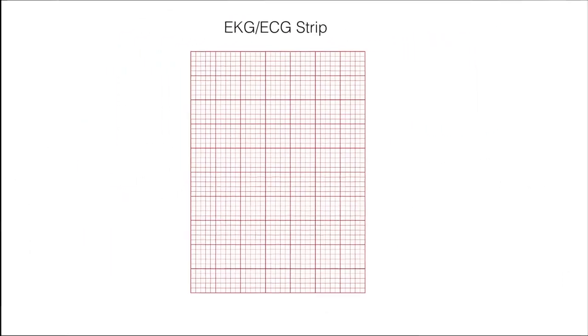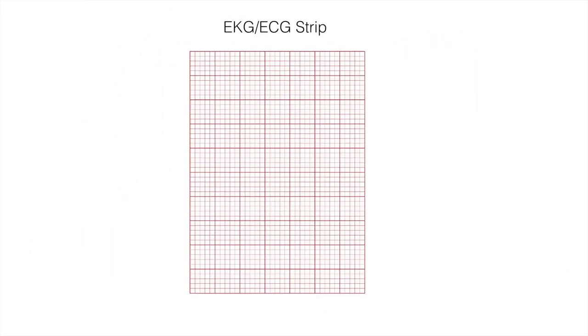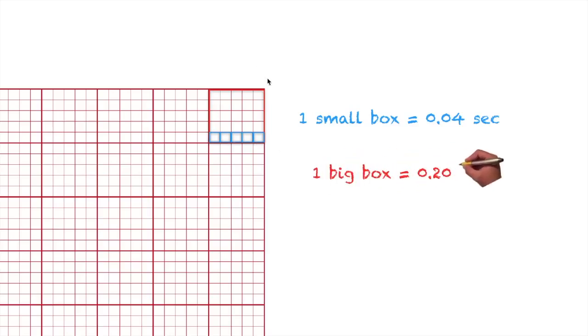So this is your typical EKG strip. In an EKG strip, we have a big box. And inside a big box, we have 5 small boxes. Each small box is equal to 0.04 seconds. And so if in a big box there are 5 small boxes, that means that one big box is equal to 0.20 seconds. But really, as long as you know that one small box is 0.04 seconds, we're good to go.